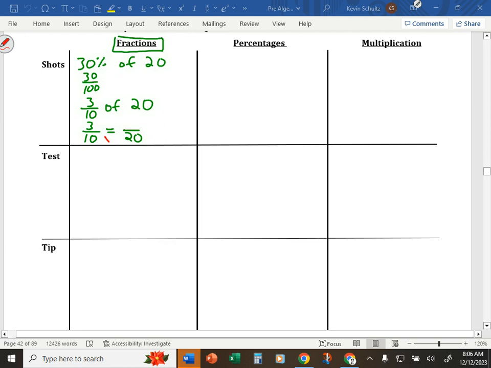Multiply by 2, right? And if the denominator gets multiplied by 2, what happens to the numerator? Multiplied by 2. So 3 out of 10 is the same as how many out of 20? 6. And so how many shots did she make? 6 shots.